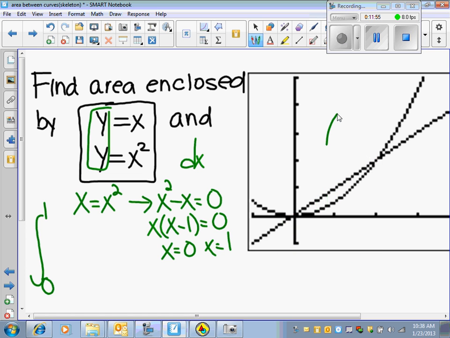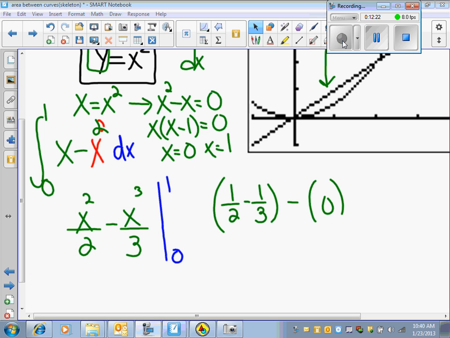I asked myself, what in the world is this function right here that's on the top? Is that the line or is that the parabola? Oh, great. That is the line. So here we go. I have my top minus my bottom here. This is supposed to be x squared. And then I have dx. And so all I do is I integrate that and substitute in for the fundamental theorem of calculus. And let's see what we get. Okay, so we have 1/2 minus 1/3 minus 0. All right, so this is 1/6 units squared.